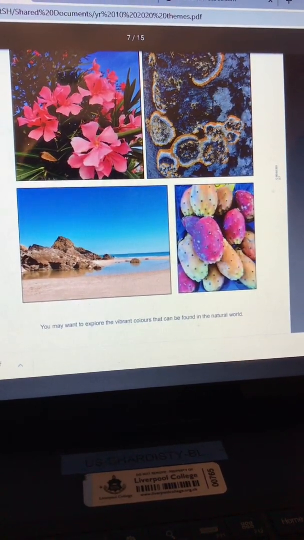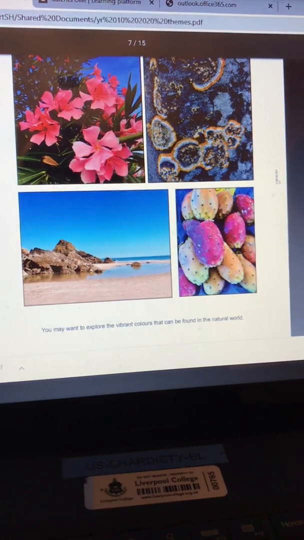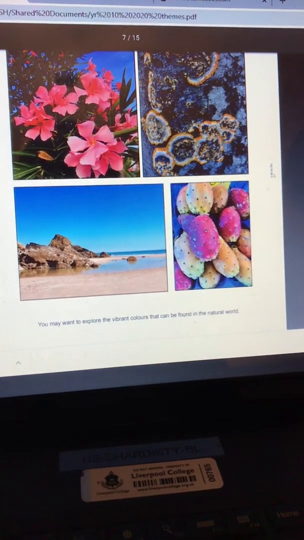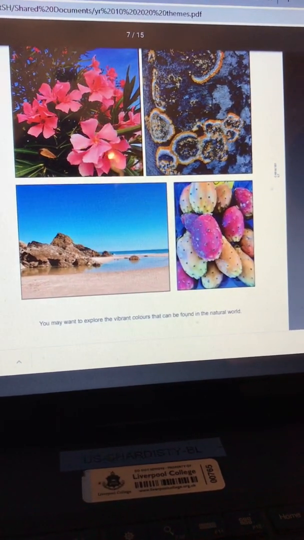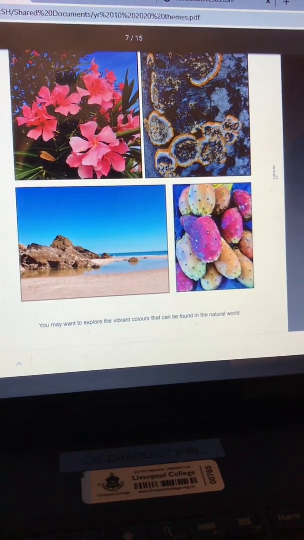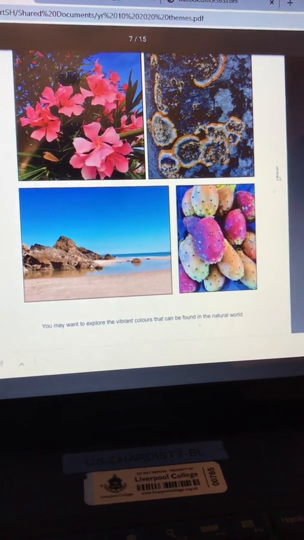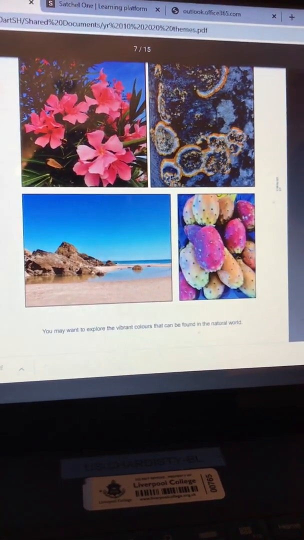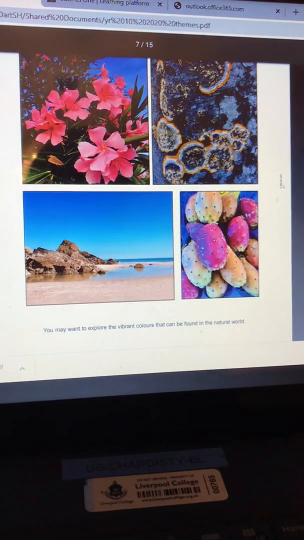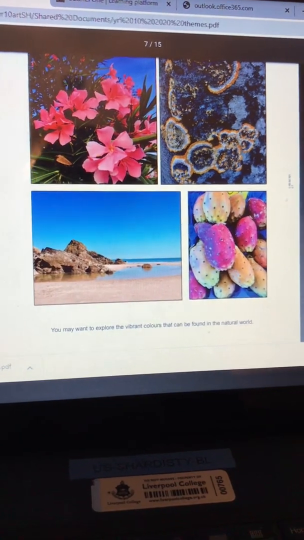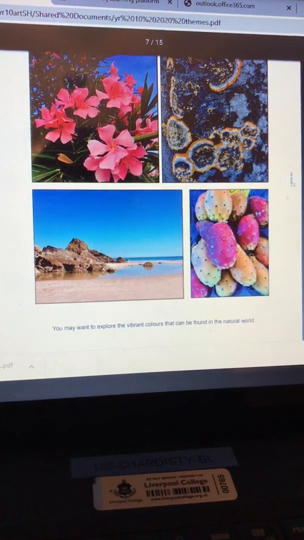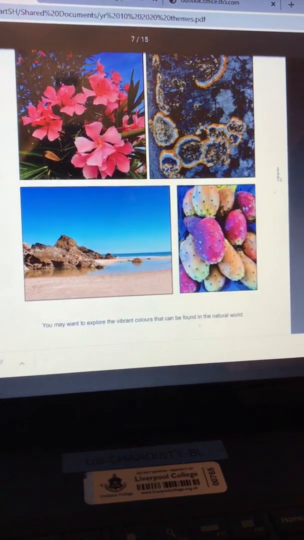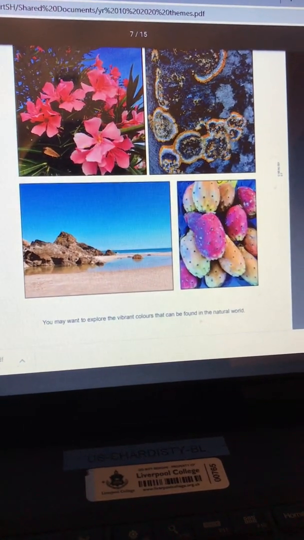Vibrant colours that can be found in the natural world. So you'll be looking at things like, here we can see textures of decaying bark, we can see beautiful seascapes, we can see some interesting Sharon fruit and some lovely flowers. Really good for looking and exploring colour and nature. Really easy to find information on as well.